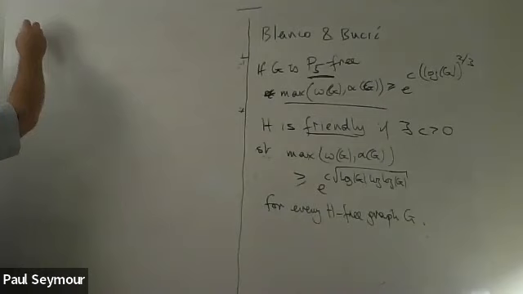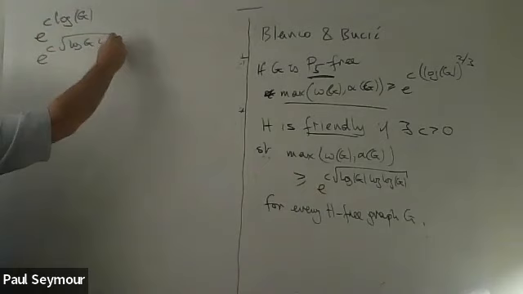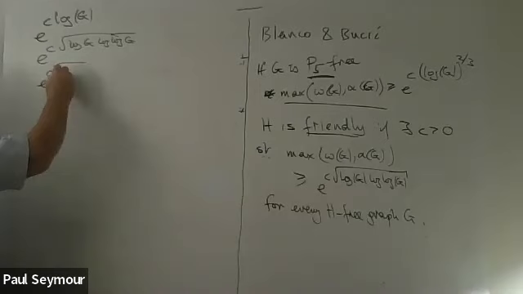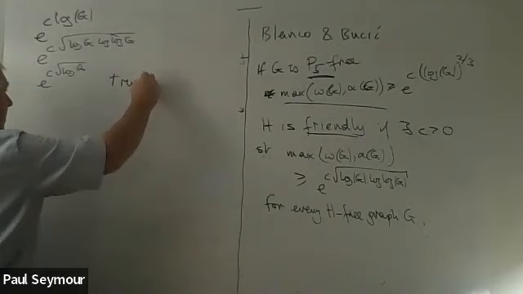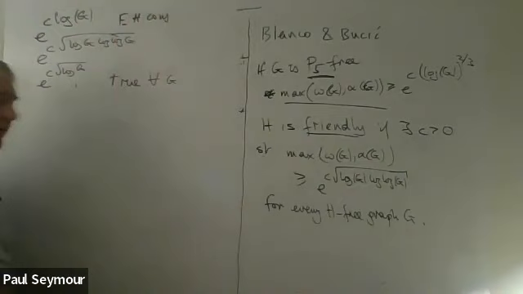So we got three functions. Let's say e to the c log g, which is the Erdős-Hajnal conjecture. We got e to the c square root log g. And we've got e to the c square root log g. And this is bigger than that, this is bigger than that. This is true for all graphs. If you exclude H, then it's conjectured that they're all true for all graphs if you exclude H. This is the Erdős-Hajnal conjecture. It's known to be true only for a few graphs.